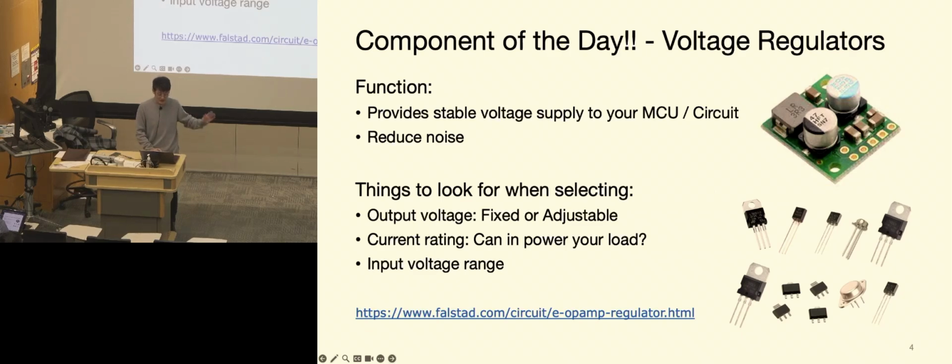When choosing these, first make sure you know the type, whether it is fixed or adjustable, and then also the current rating, meaning how much current you can draw from it while it can still maintain that voltage. Also check the input range of the regulator. You don't want the input range of whatever battery you're using to extend beyond the input range of your regulator. Otherwise, it will not perform correctly.